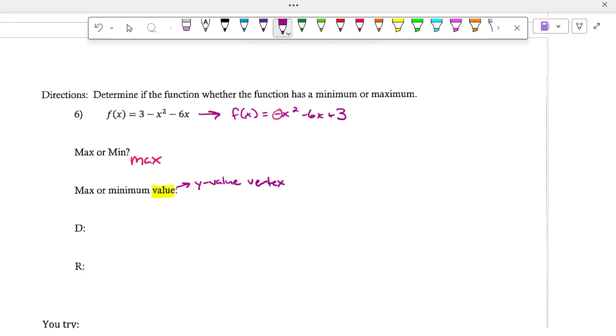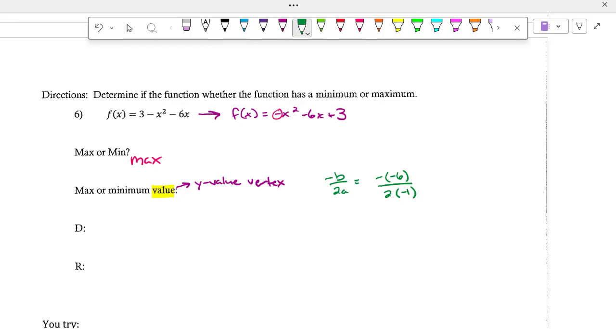Well, to find the y value of the vertex, we need what first? The x value. So we're going to do negative b over 2a. So this will be negative times negative 6 all over 2 times negative 1. Now, why did I multiply this by a negative? It's in the formula. So it has to be a negative version of the b. In other words, it has to be the opposite of what b already is.